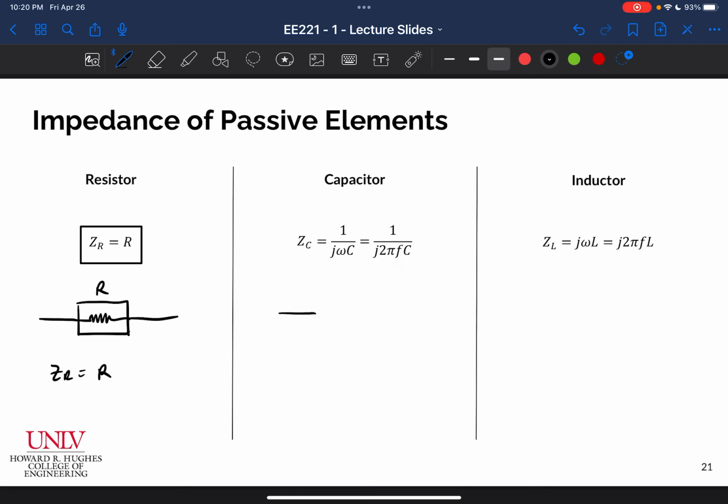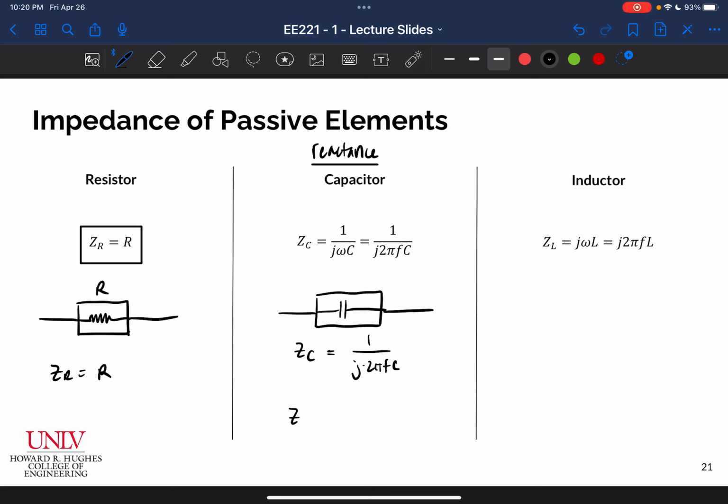So if I have my box here, and what's inside my box is just a capacitor, the impedance of the capacitor would be equal to 1 over J times 2 pi F times C. And so you can see that not only is my impedance here a reactance, it's a reactance because it's dependent on frequency. It's also a complex value. It has a J in it.